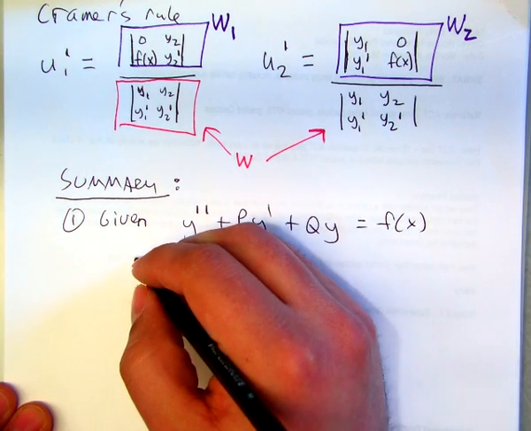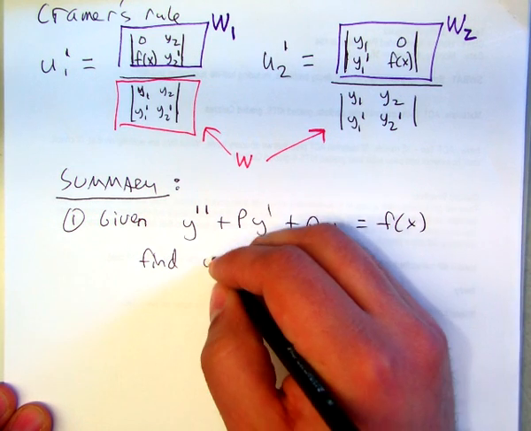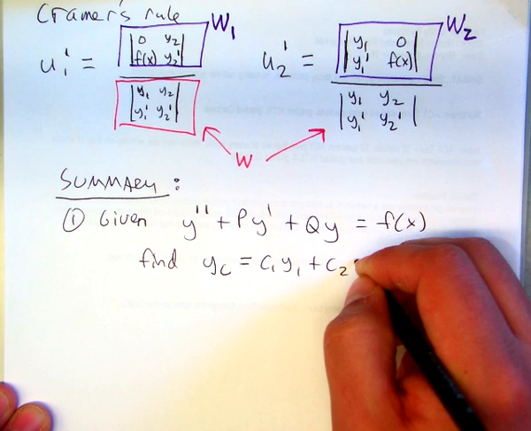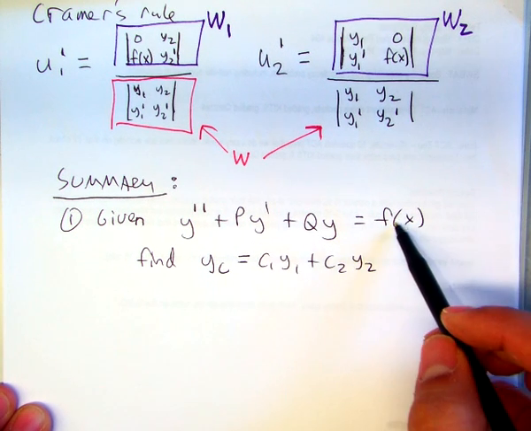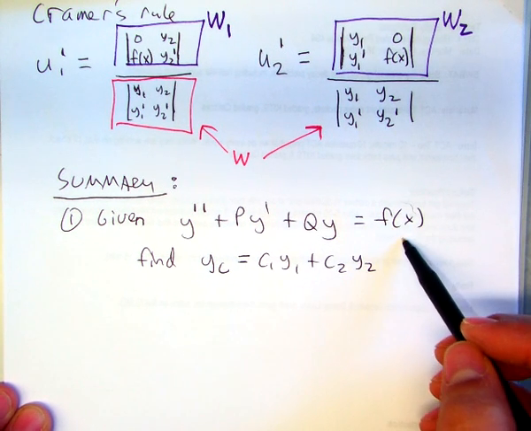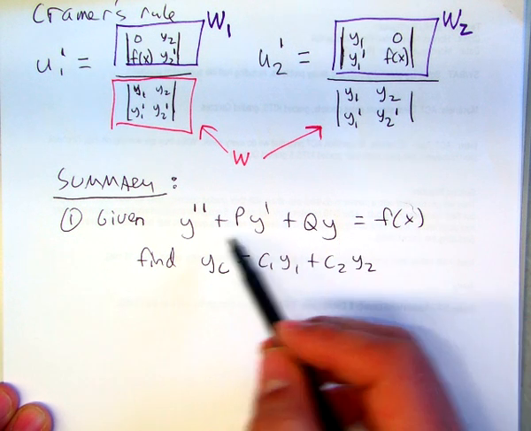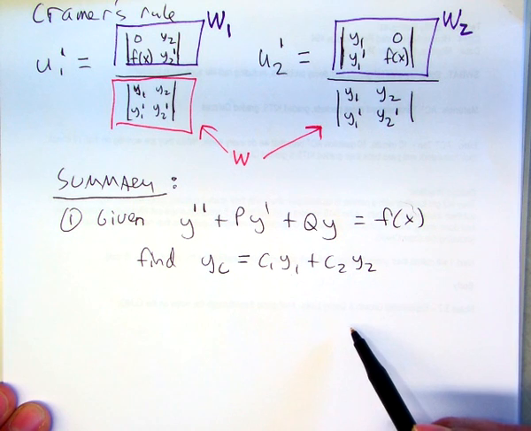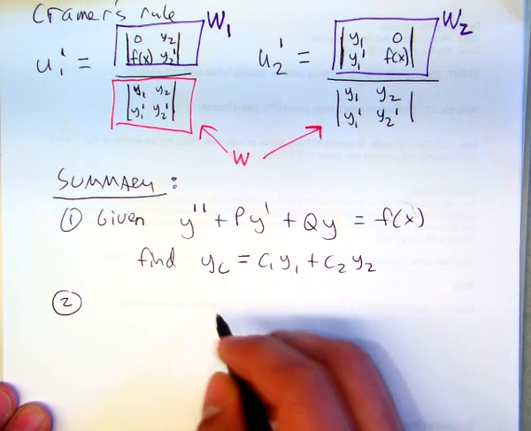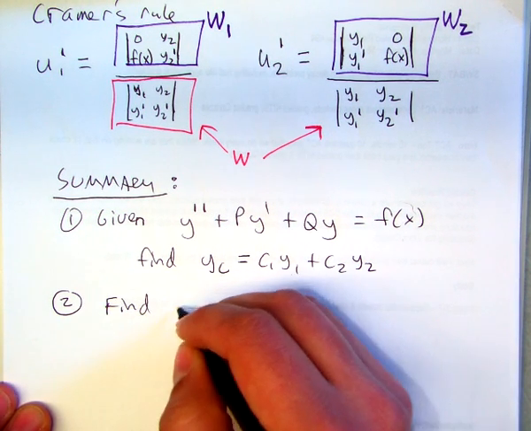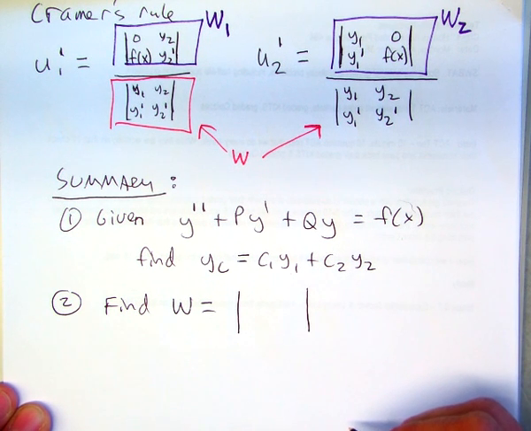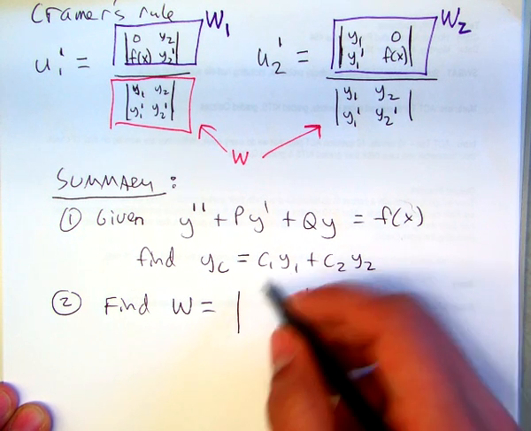first, we find the complementary solution. Which is done by making this homogeneous, using the auxiliary equation or differential operators, whatever you prefer, to find y1 and y2. Once you know what y1 and y2 are, we're going to go straight to finding w. And let's just rewrite what w is. What's w again?